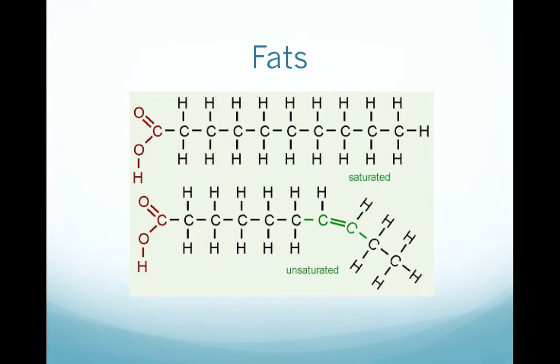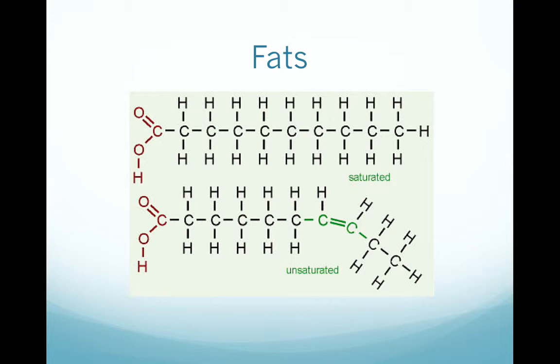Fats are made up of hydrocarbon tails that are attached to a glycerol molecule. So the picture here shows 2 fatty acids. The one on top is considered saturated because it has no double bonds between the carbons. The fatty acid on the bottom is unsaturated because it has at least one double bond between the carbons. Notice that the double bond gives this tail a slight kink, a slight turn. That will actually be important later.